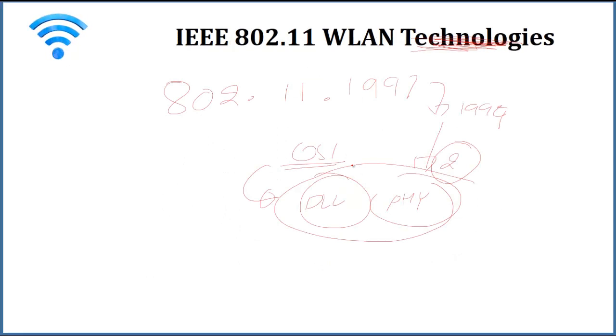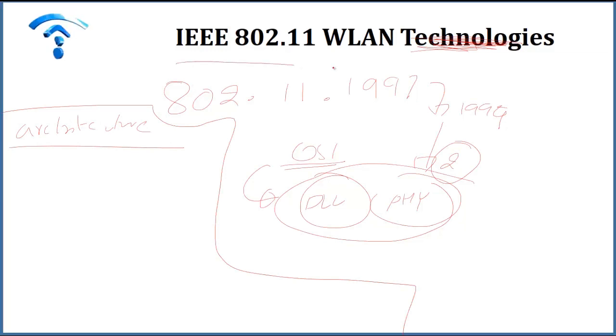I'll just make a segment, I forgot to make that segment. Architecture: IEEE 802.11 and wireless LAN architecture. Two network architectures are defined by the 802.11 wireless LAN. The first one is the infrastructure network.